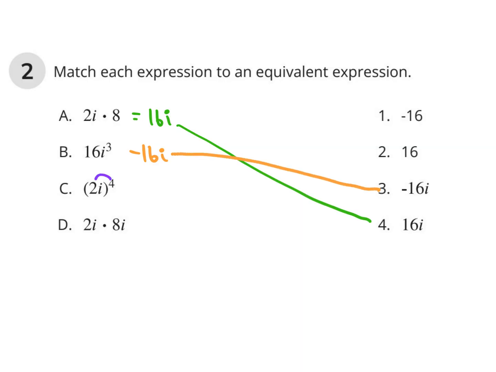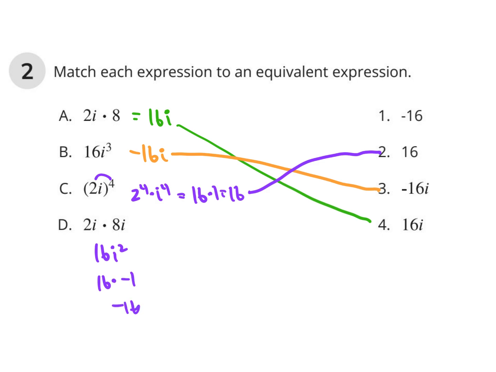2i to the fourth. 2 to the fourth times i to the fourth equals 16 times 1, which is 16. So C goes with 2. And then 2i times 8i is 16i squared. i squared equals -1, so this becomes 16 times -1, which is -16. Oh, I meant to do that in red. So D goes up here.